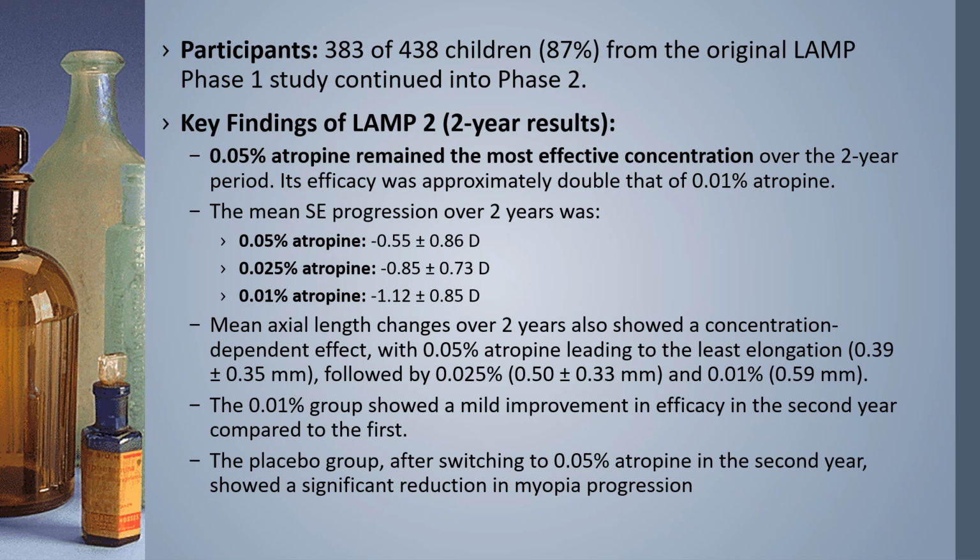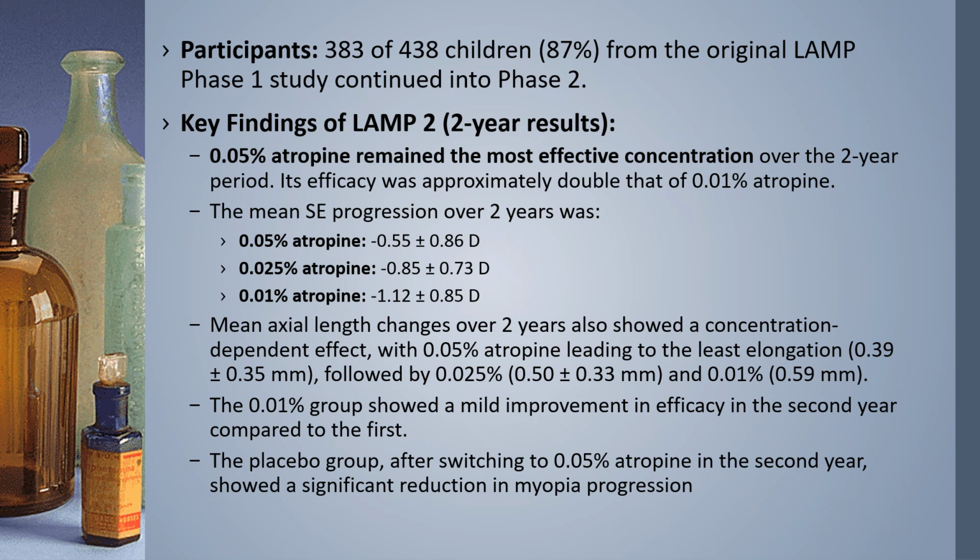So my point is that a large number of patients will definitely be non-responders to 0.01%. This phase 2 study also showed that the 0.01% group showed mild improvement in their efficacy in the second year, as the ATOM 2 study also showed. Axial length also did not show much change, but the changes were definitely not related to the amount of change in spherical equivalent. So you are getting more response in terms of spherical equivalent, and not a comparable response in terms of axial length.